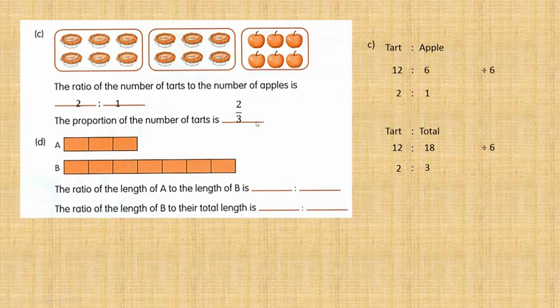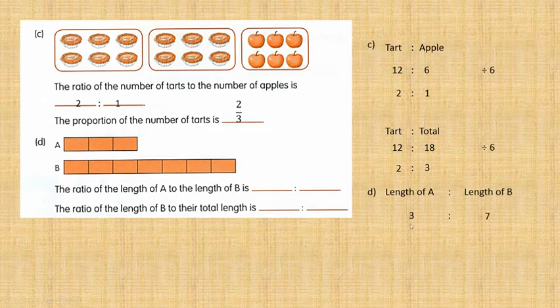Okay, so let's go to question number D. I have here two things, A and B. The ratio of the length of A to the length of B is. So first I have to write down the length of A to the length of B. And after that, let's count the length of A: 1, 2, 3. So I'll just write down 3 and "to" here. And let's count the length of B: 1, 2, 3, 4, 5, 6, 7. So the length of B is equal to 7.